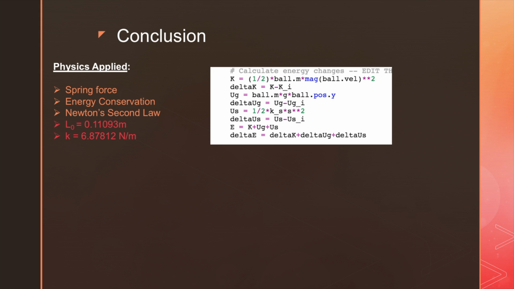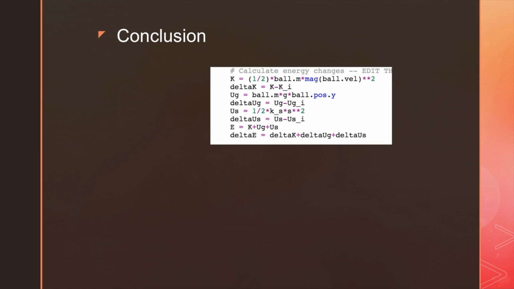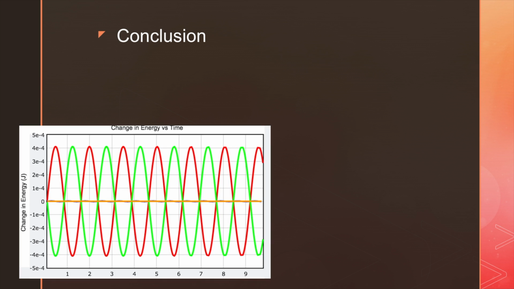To conclude, we applied the physics principles of spring force, conservation of energy, and Newton's second law to study the oscillating motion of a weight on a spring traveling in an arc. We did some calculations to determine the spring constant and resting length of the spring after analyzing the video in Tracker, and we used those values in a computational model to plot the total energy and position versus time graphs of the motion.